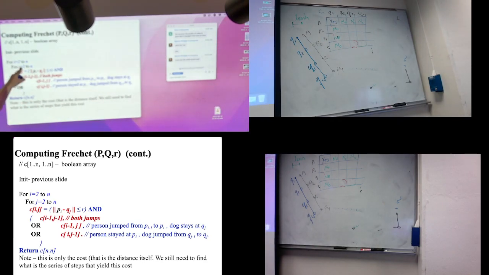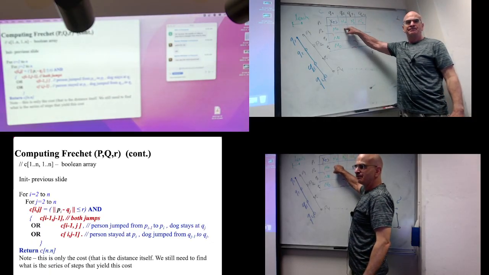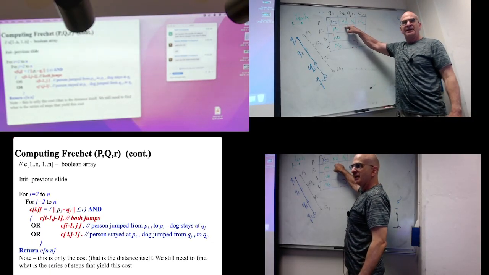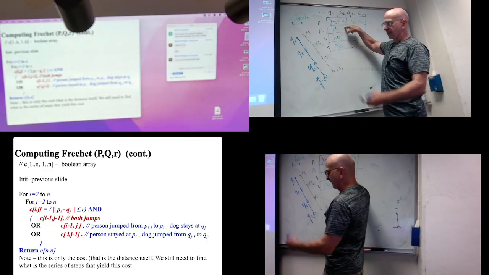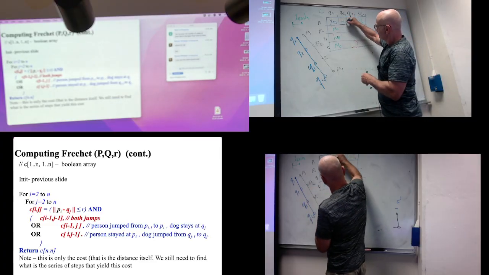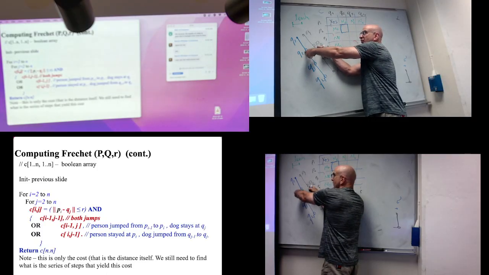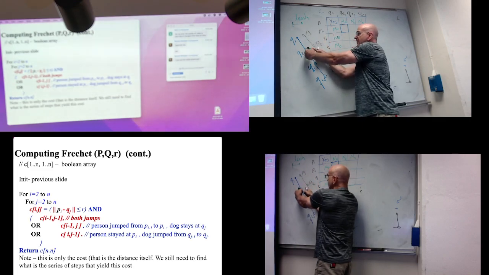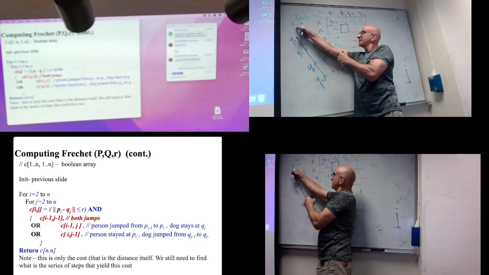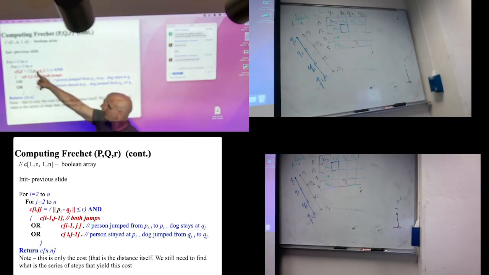And for i going from 2 to n, what's going to happen? What do I write in C22? Let's check. First, I'm checking the distance between P2 and Q2. Comparing to this distance, if I draw it correctly, this distance is smaller than the length of the leash. So this condition is checked.